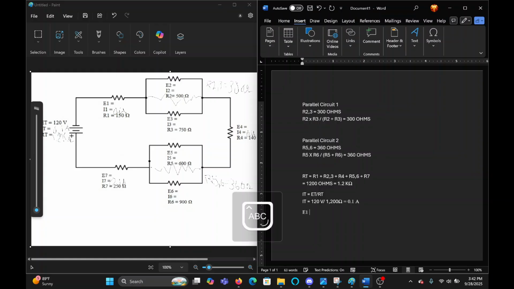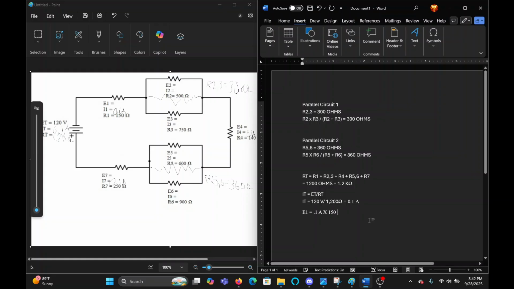E1 is going to equal 0.1 amps times 150 ohms. I'm just going to copy this. And that's going to equal 15 volts.